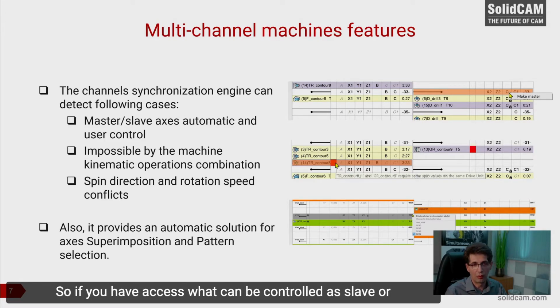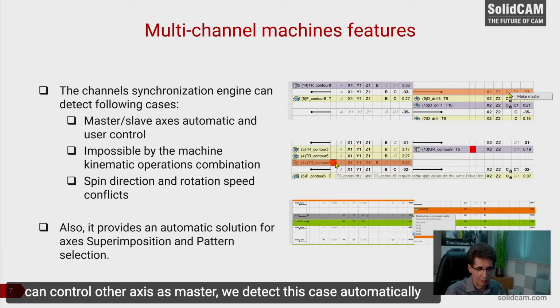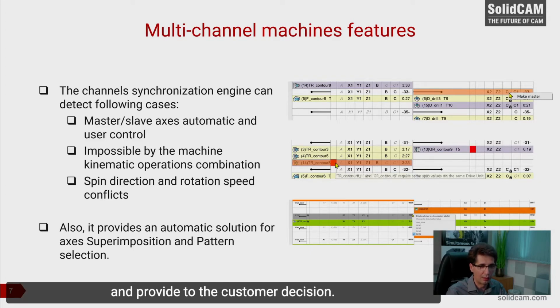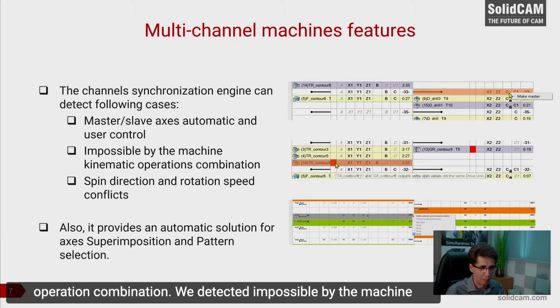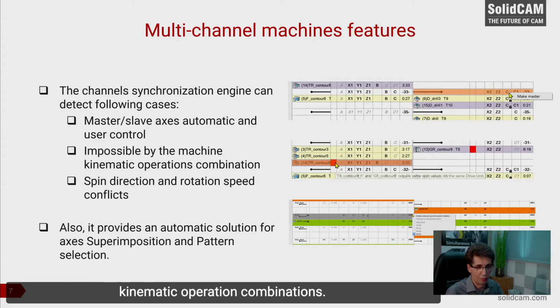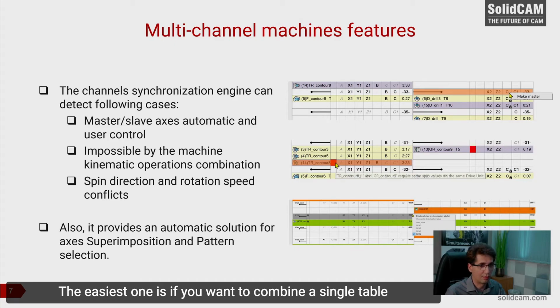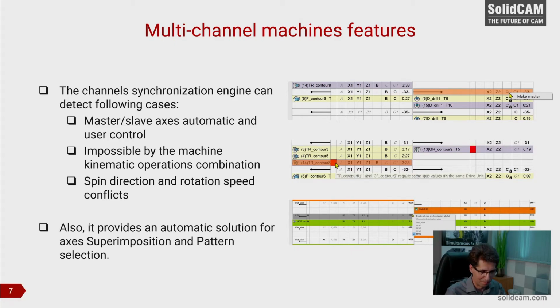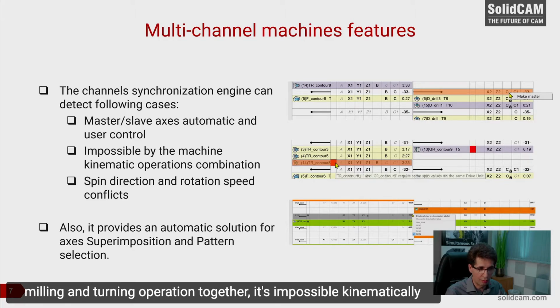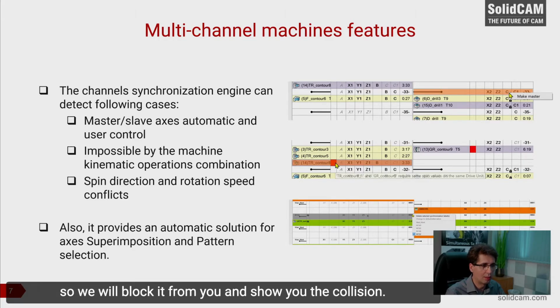If you have an axis that can be controlled as slave or can control another axis as master, we detect this case automatically and provide the customer a decision if it's possible to select the master axis for this particular operation combination. We detect operation combinations impossible by the machine kinematics. The easiest one is if you want to combine milling and turning operations together on a single table. It's kinematically impossible, so we will block it and show you the collision.